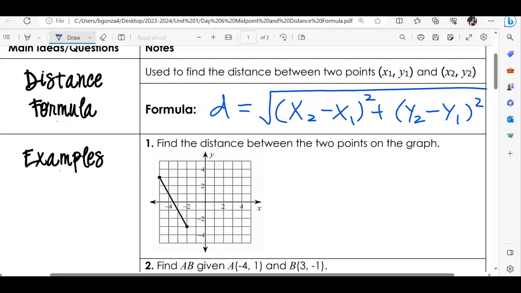Now, on number 1, I don't have any coordinate number points, but I do have a graph with endpoints. So if I want to find this distance, I need to write down the coordinates of this point and this point, okay? So let's start with that point right here. What are the coordinates of that point? So what is the x value and the y value of this point off to the left? Okay, I heard negative 5, 3.